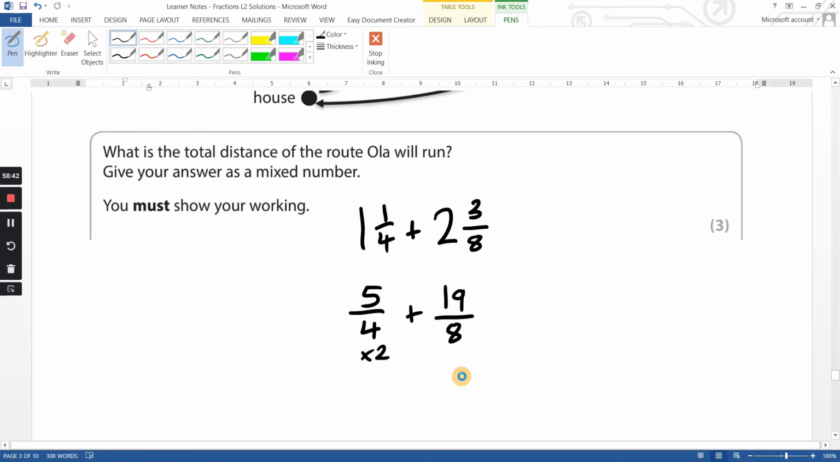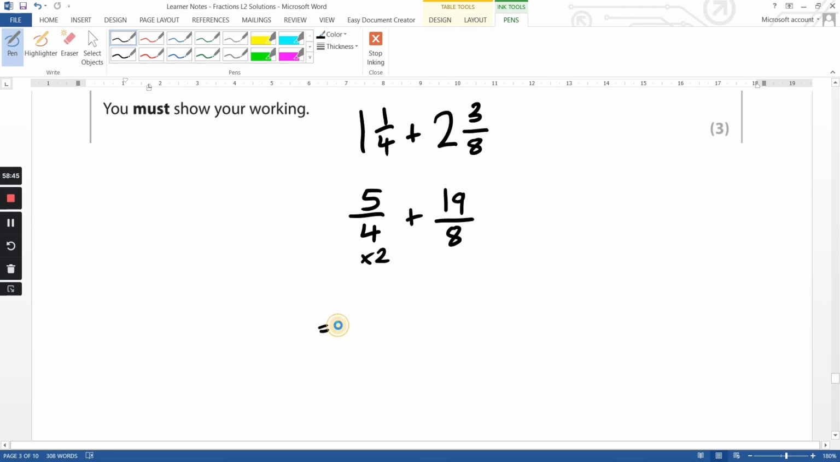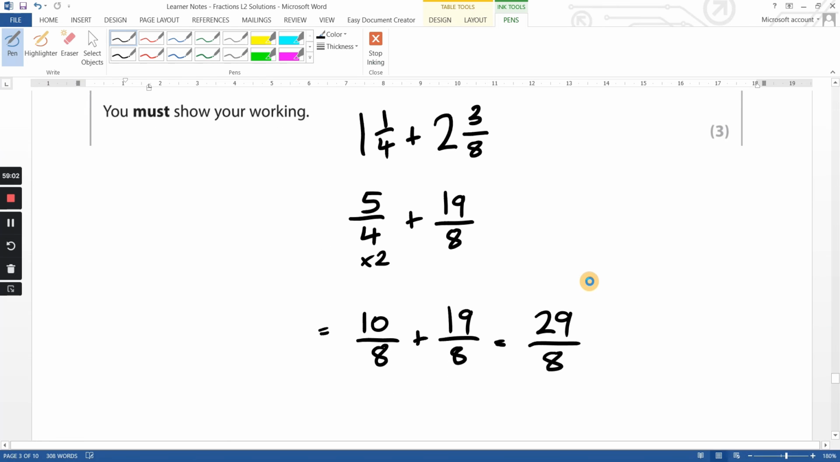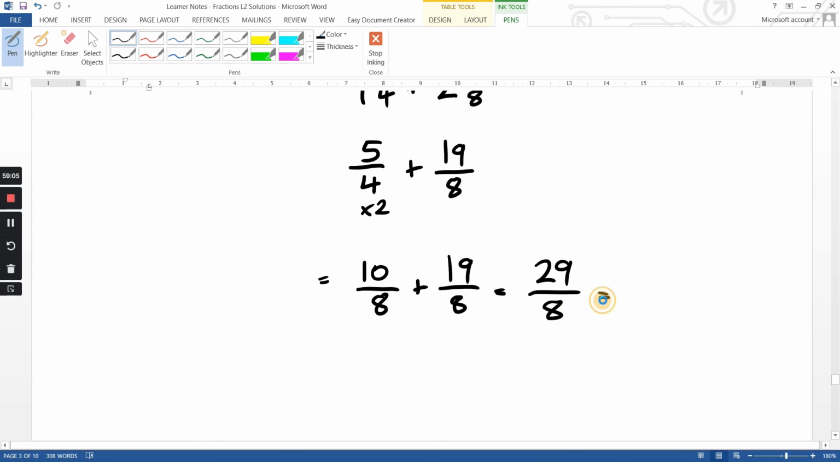Let's change the denominator for the first one. So I'm going to double that. Keep the second one the same. And that's going to give me 10/8 plus 19/8. Answer is going to be out of 8 as well. That gives me 29/8. And it said give your answer as a mixed number, so I'm going to have to change it back. How many 8s go into 29? That's 3, because 8 3s are 24. The difference between 24 and 29 is 5/8, and that should be your final answer.